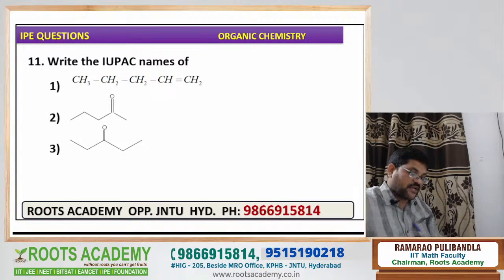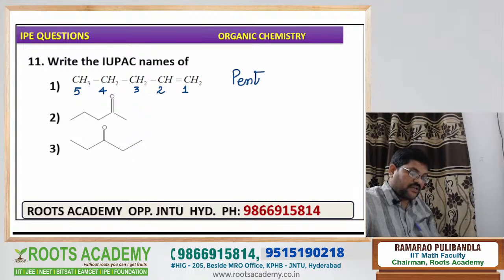And see the next one, IUPAC. Out of the double bond and single bond, priority goes to the double bond. So this is 1, 2, 3, 4, 5. Five carbons are there, which is pent. The double bond is between carbon 1, so pent-1-ene is the IUPAC name of the molecule.